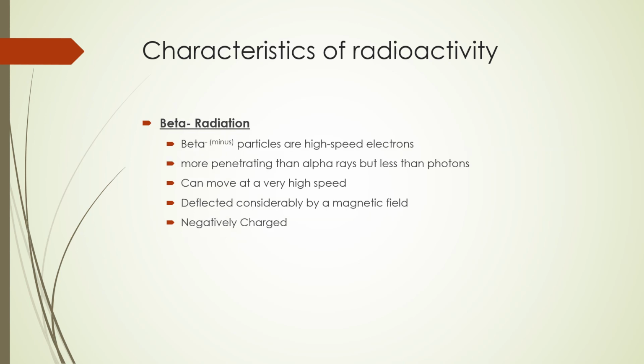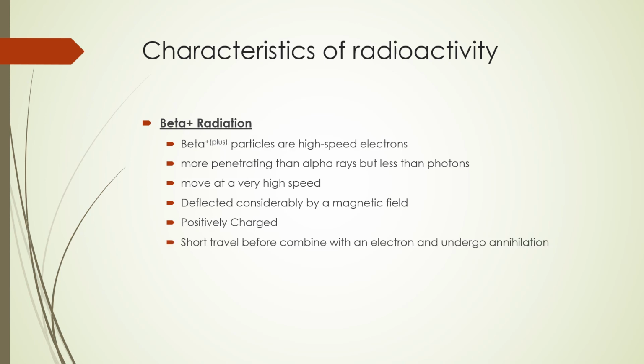If an atom is neutron-rich, it decays by emitting a beta-minus particle. Beta-minus particles are high-speed electrons. They are more penetrating than alpha rays or alpha particles but less than photons. They can move at very high speeds and experience strong deflections in a magnetic field. They are also negatively charged.